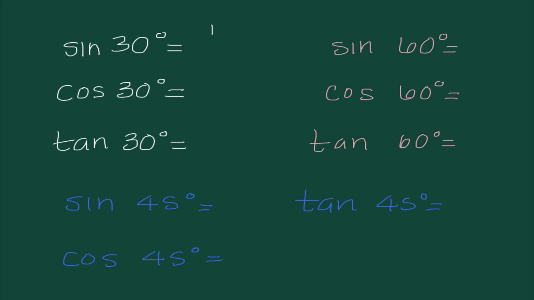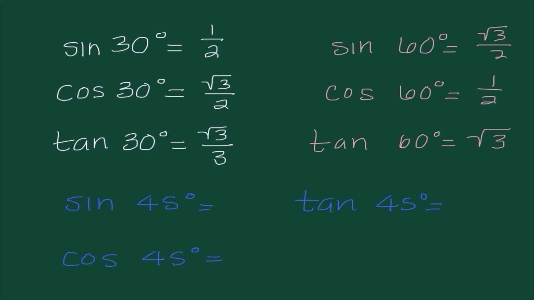Sine of 30 degrees is 1/2. Cosine of 30 degrees is radical 3 over 2. And tangent of 30 degrees is radical 3 over 3. Sine of 60 degrees is radical 3 over 2. Cosine of 60 degrees is 1/2. Tangent of 60 degrees is radical 3. Sine of 45 degrees is radical 2 over 2. Cosine of 45 degrees is radical 2 over 2. And tangent of 45 degrees is equal to 1.